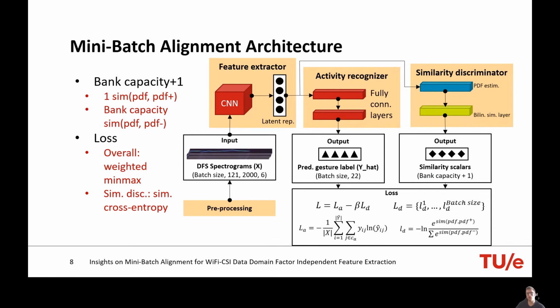And these edited, but also the measured probability density functions and also probability density functions from previously seen batches are fed into a bilinear similarity layer, which basically measures the extent to which specific probability density functions are similar or not based on the current estimated probability density function. And this will result in a set of similarity scalars that are later used to create a similarity loss.